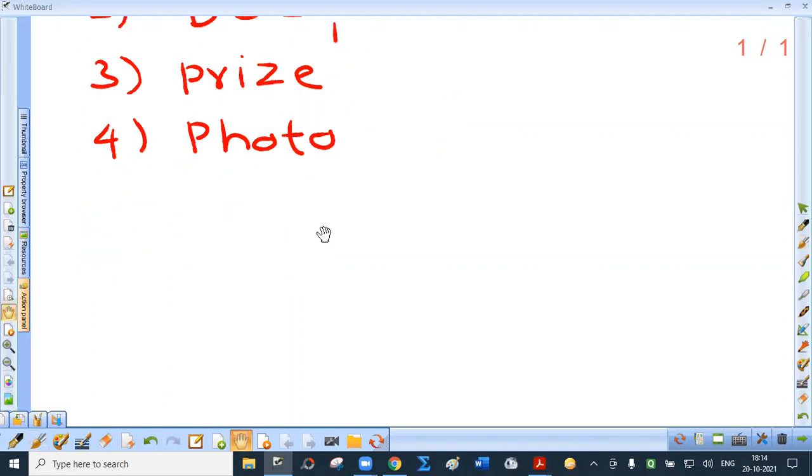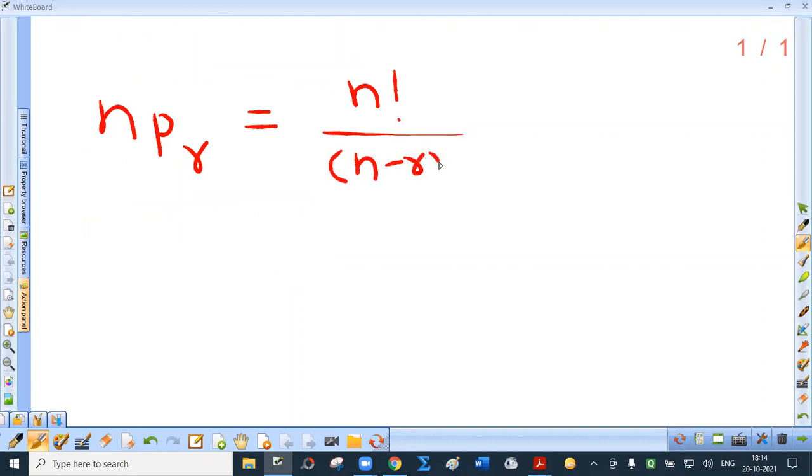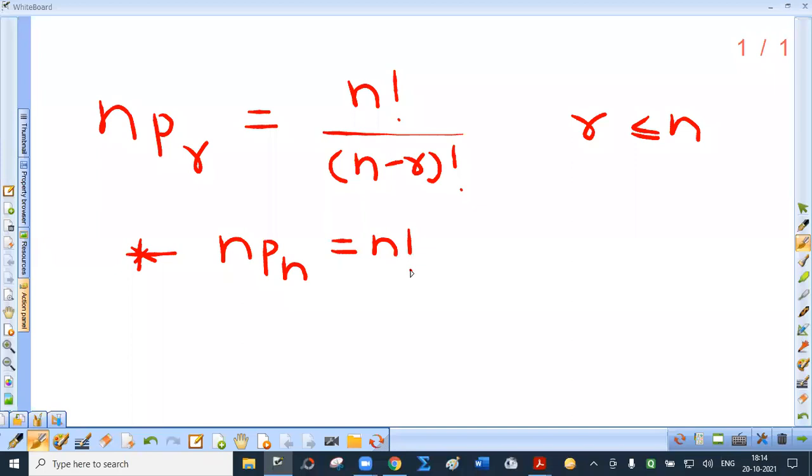Now, just give the title permutation and write this formula. Definition will not be asked in the exam, so just write down what nPr is. It is n factorial upon (n minus r) factorial, r less than or equal to n. And what is nPn? nPn is nothing but n factorial. Write down.